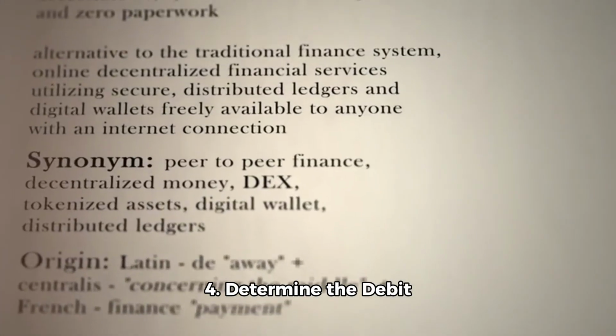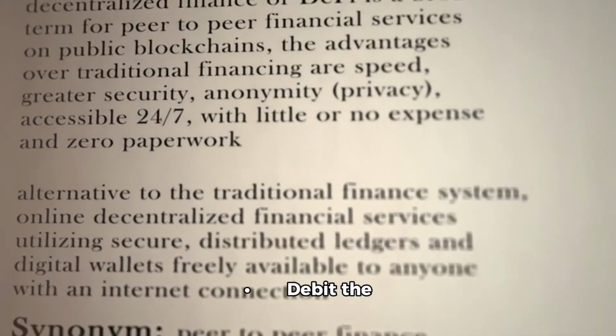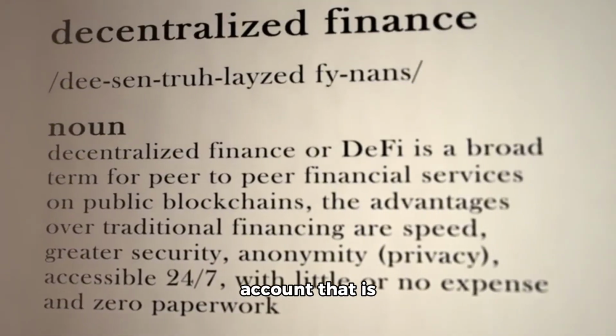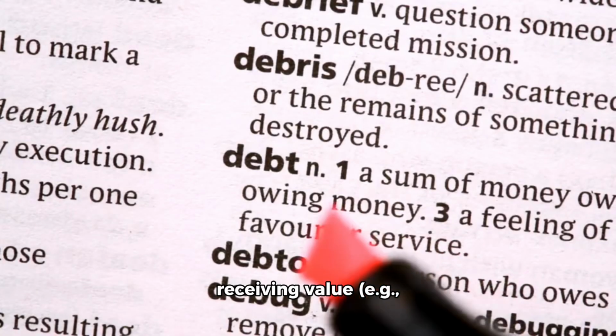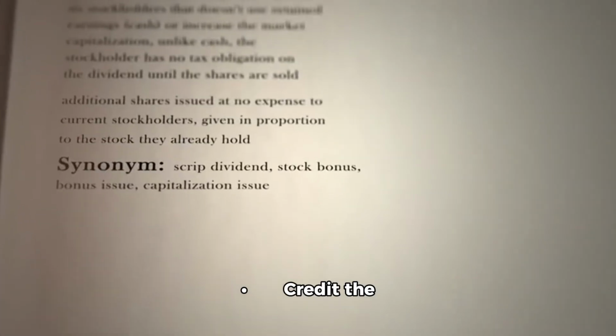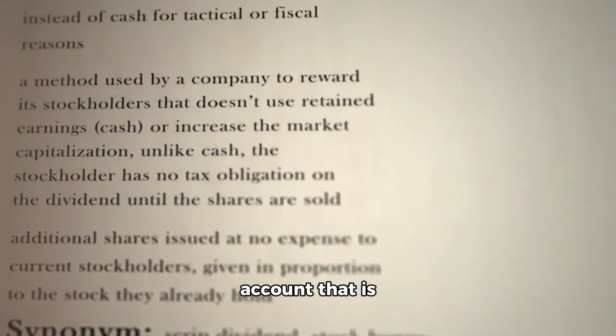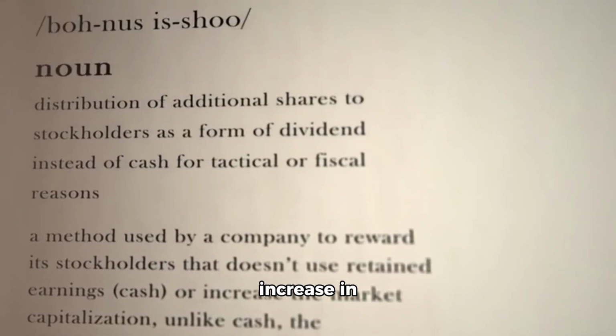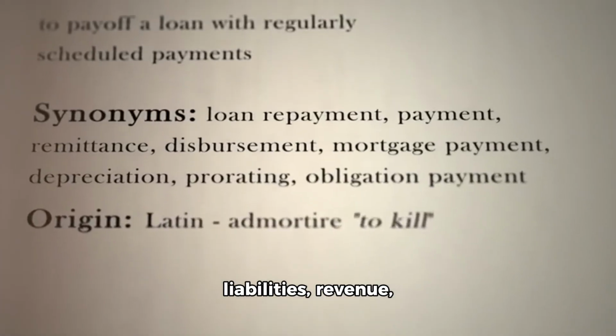4. Determine the debit and credit entries. Debit the account that is receiving value, for example, increase in assets or expenses. Credit the account that is giving value, for example, increase in liabilities, revenue, or decrease in assets.